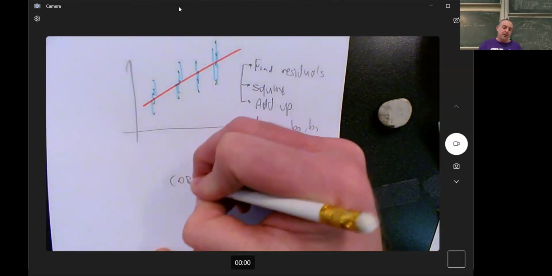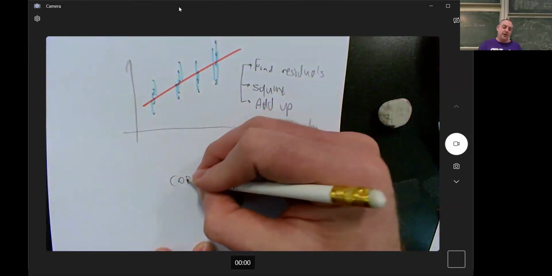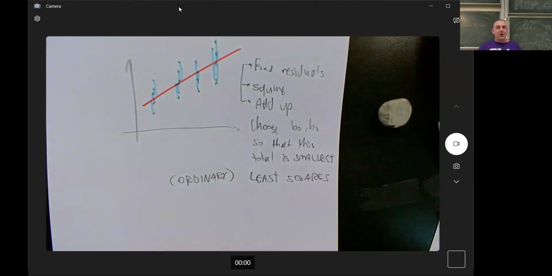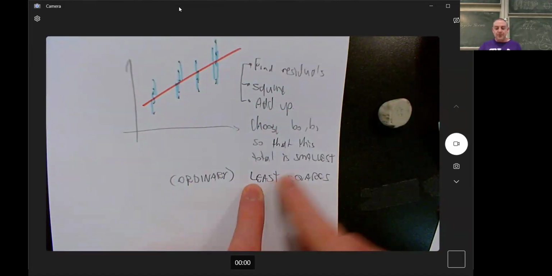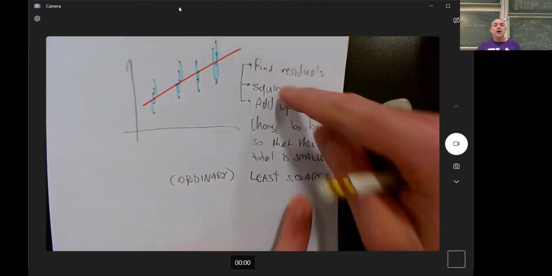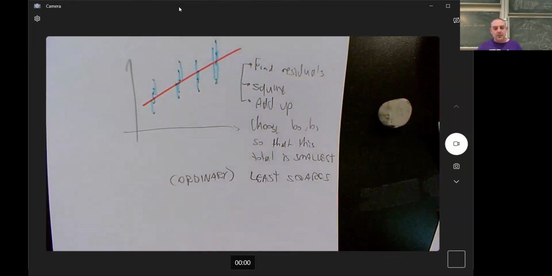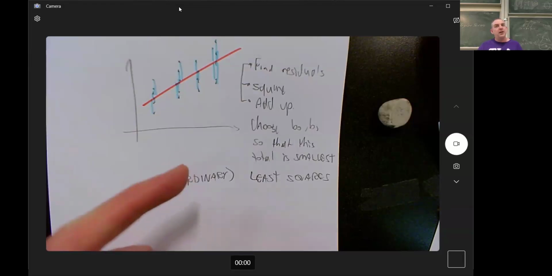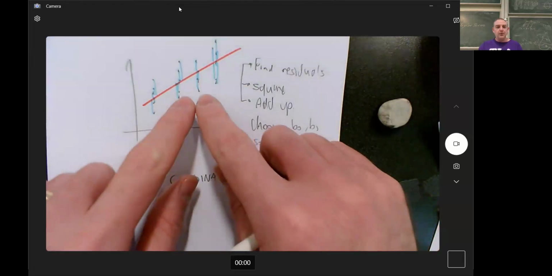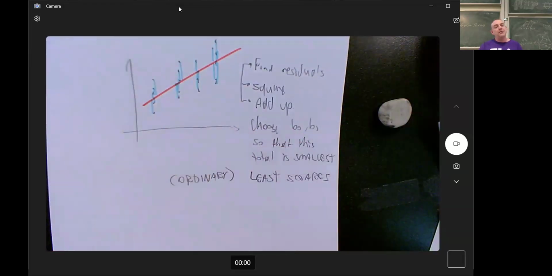I don't know why the ordinary. There must be an extraordinary one. It's called ordinary least squares. But the least is referring to making this total the smallest, and the squares is referring to squaring these things. And one of the reasons we square them is so that the negative ones count the same as the positive ones. Because if you add them all up, including the minuses, it'll all come out to 0 anyway.